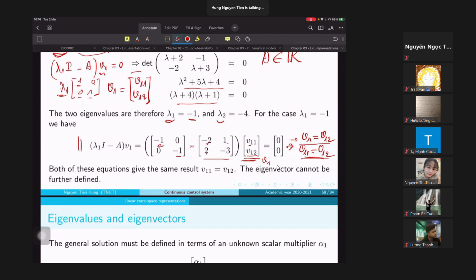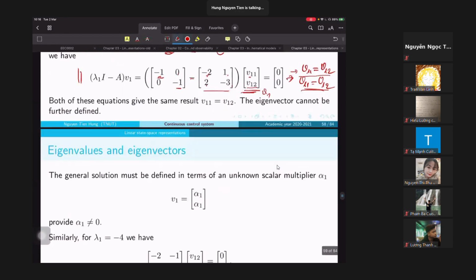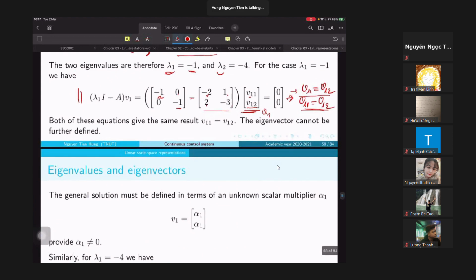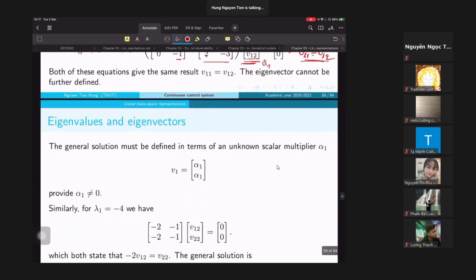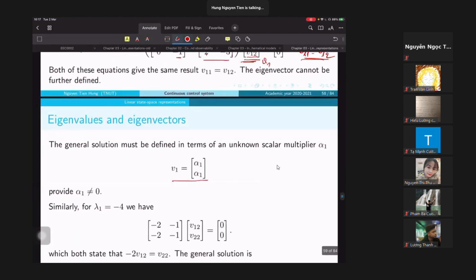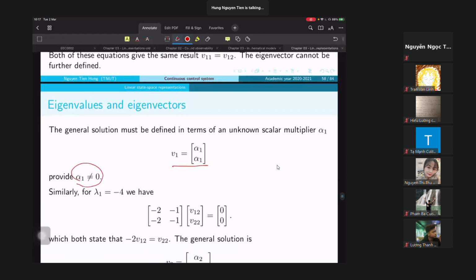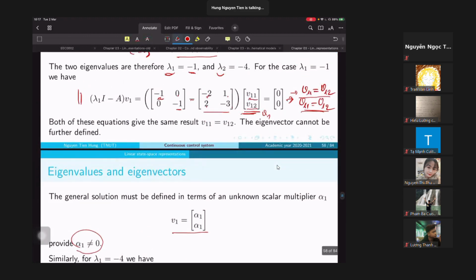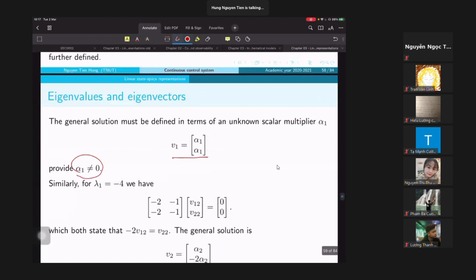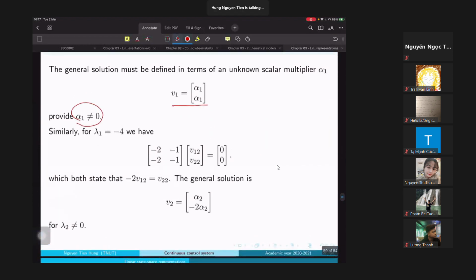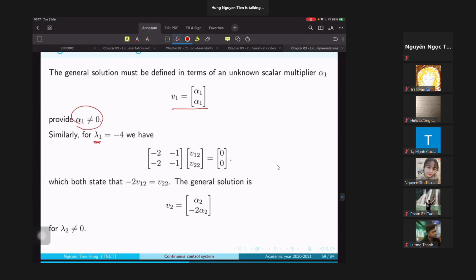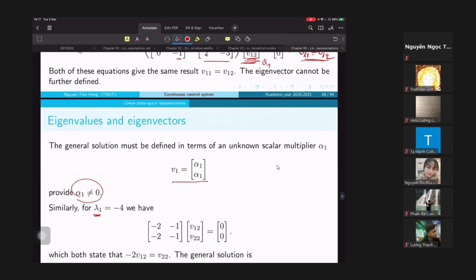So in this case, you can put any value of V11 and take V12 the same. Meaning that V1 can be written in this form, alpha 1, alpha 2. And the requirement is that alpha 1 is different from 0, any values. But the requirement is that the first element equals the second element. For the lambda, I think it should be better if we put this as the number 2.